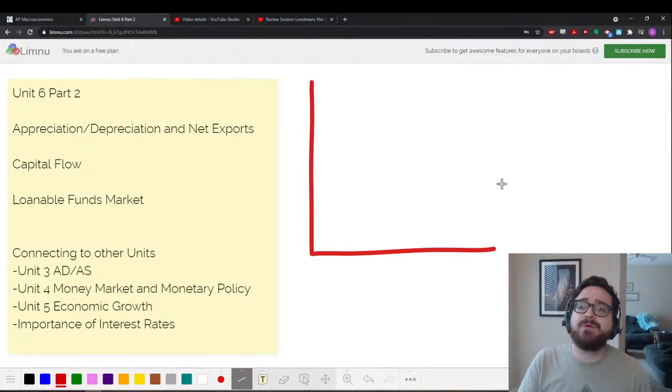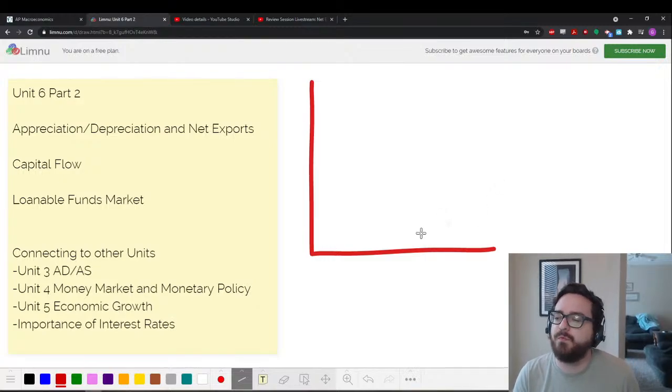Now, I didn't go through every part of it. I did leave off one big thing, which is when you change the value of your currency, you will then subsequently change your ability to import and export goods as a result of that. So let me show you what I'm talking about.